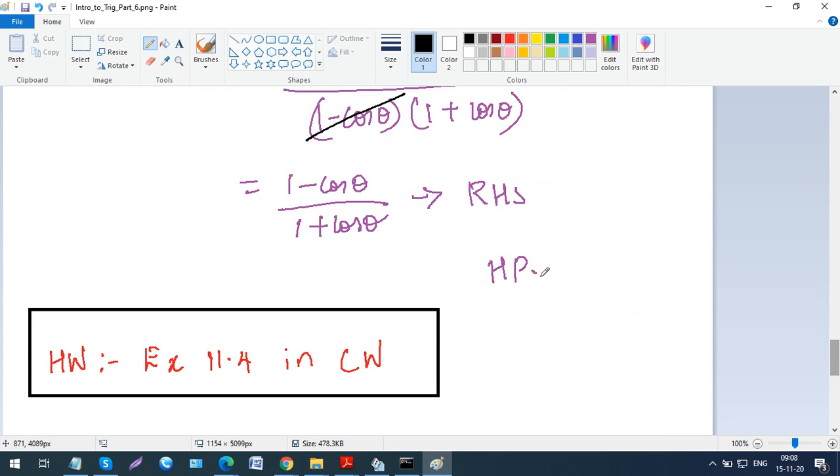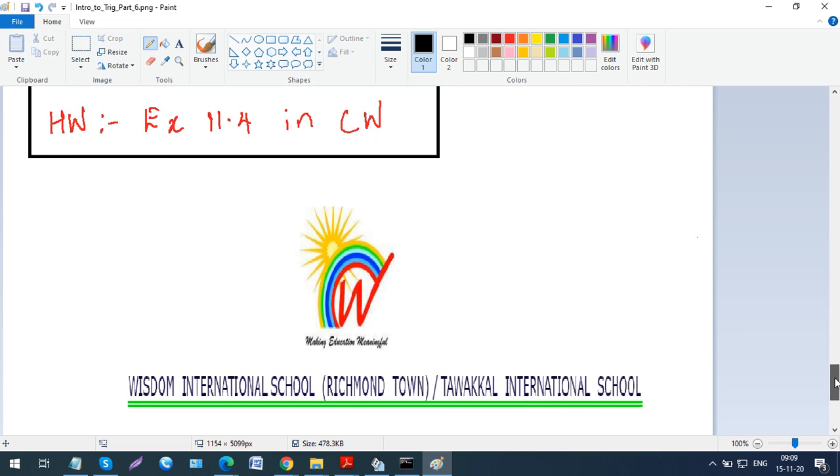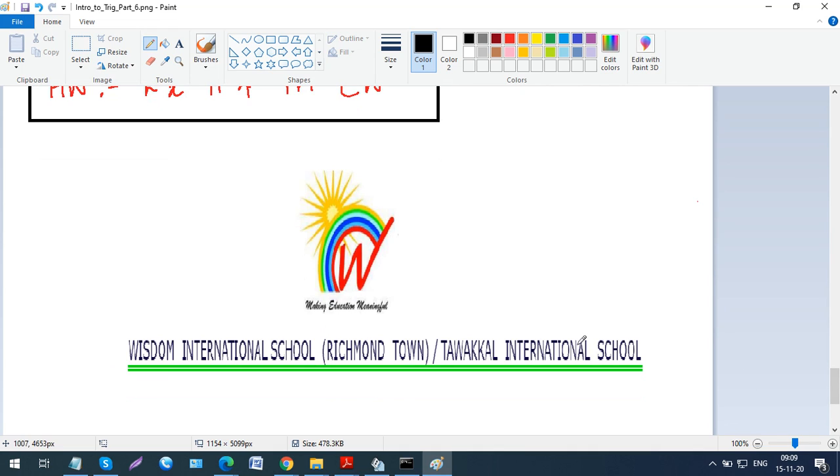Okay, so this is how you should prove the identities. You just do whatever you know, you try to bring them into simple form and then solve them. Try to make it equal to the RHS. Okay, so complete this exercise 11.4 in your classwork. So we have finished this chapter.